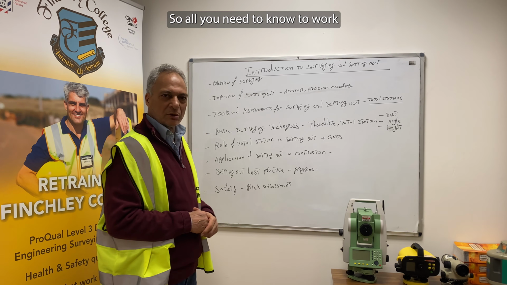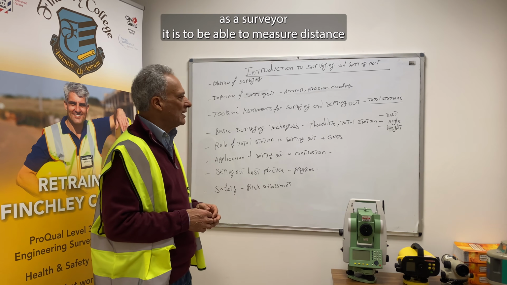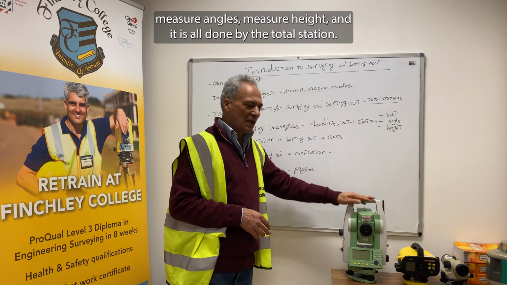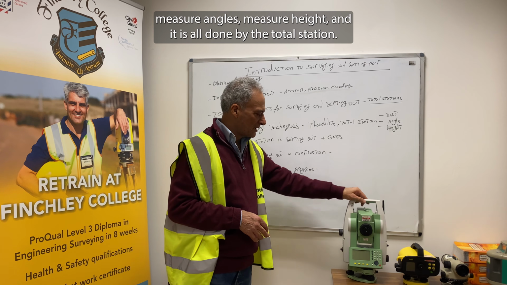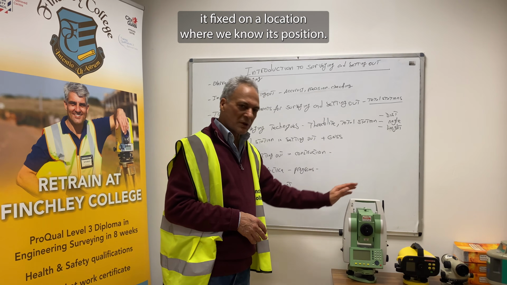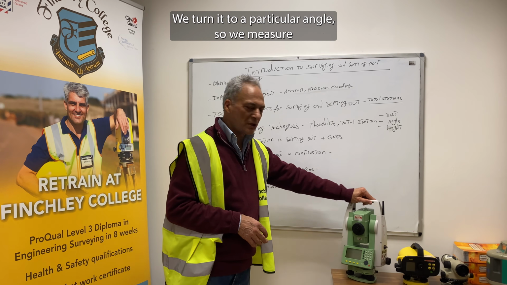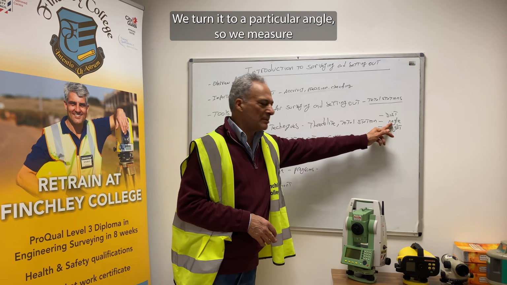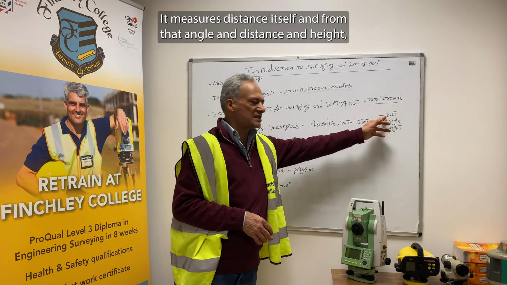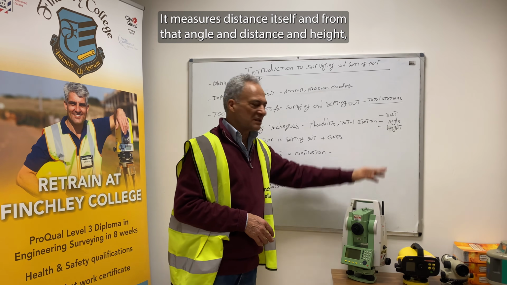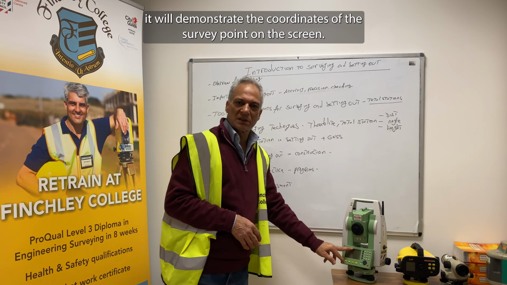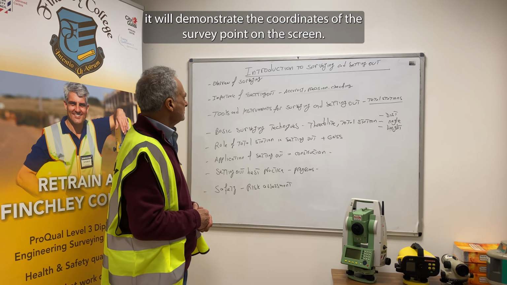So all you need to know to work as a surveyor is to be able to measure distance, measure angle, and measure height, and it's all done by this total station. The job of a total station is that it's fixed on a location where we know its position. We turn it to a particular angle, so it measures the angle itself. We press distance, it measures distance itself, and from that angle and distance and height, it will show the coordinate of the survey point on the screen.